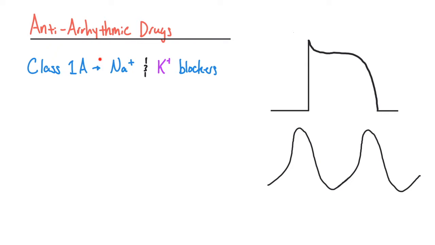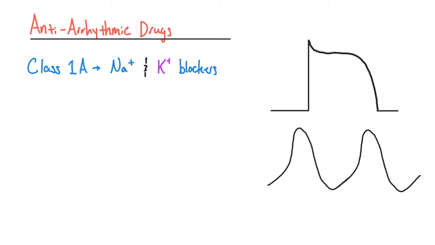Our first class, our class 1A antiarrhythmic agents, block both sodium channels and, to a lesser extent, potassium channels. Now, we will review with class 3 agents what this block on potassium channels does, but let's first take a look at how blockade of sodium channels is going to affect our action potentials over here on the right.